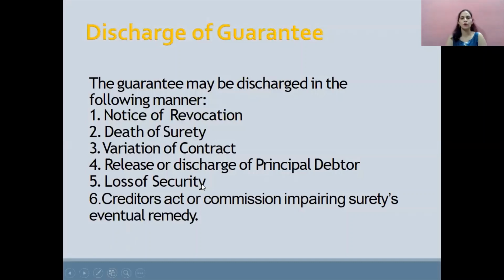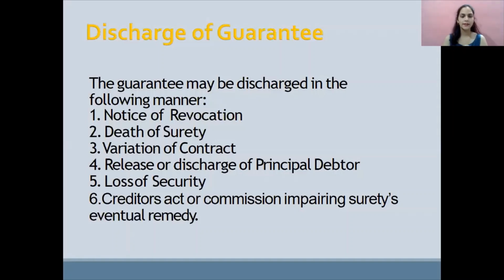Next is loss of security. Along with the guarantee, the debtor has to give a certain amount, commodity or property as security to cover the loan amount. And if the creditor by his mistake loses the security, then in that condition the debtor automatically gets discharged, and so does the surety. Automatically the contract of guarantee comes to an end.